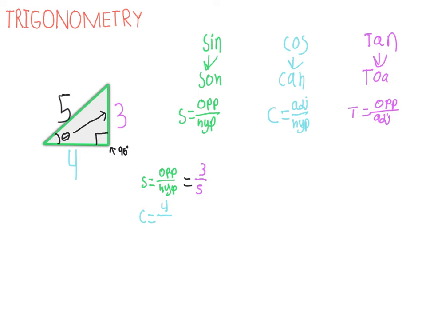And once again, we need to find the hypotenuse. And we know that the 5 is the hypotenuse. Let me label 5 as hypotenuse. So the cosine is just going to equal 4 over 5.